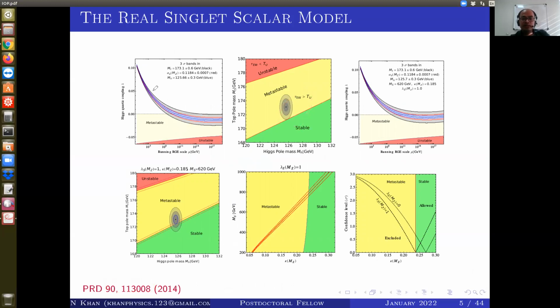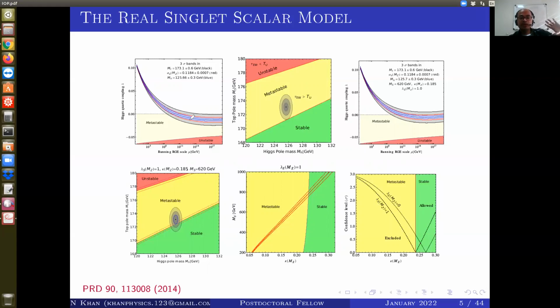One can see that lambda goes towards negative after some high scale. That means your potential becomes negative, so one can say that it can be disallowed, but that is not the case. Lambda going negative doesn't mean that it is ruled out. In that case, you have to check whether it has some minima. We have to calculate the status of beta lambda.